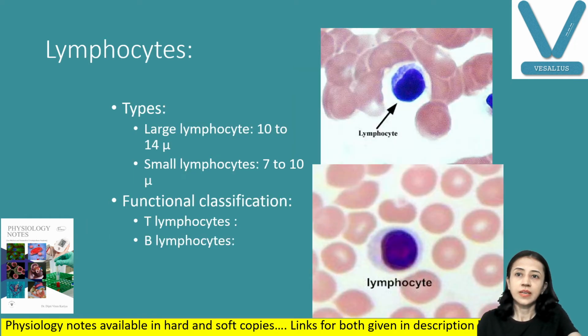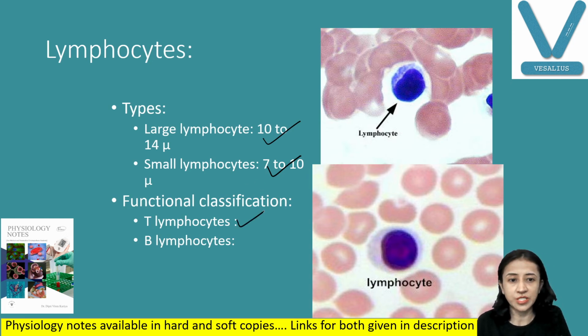Next are lymphocytes. Lymphocytes are of two types, large lymphocyte and small lymphocyte. Large lymphocytes are 10 to 14 micrometer in diameter, and small lymphocytes are 7 to 10 micrometer in diameter. T lymphocytes are processed in the thymus, so they are known as T lymphocytes, and they are concerned with cell-mediated immunity. I have discussed that in detail in my topic of cell-mediated immunity; you can go to that video. And B lymphocytes are responsible for humoral immunity.